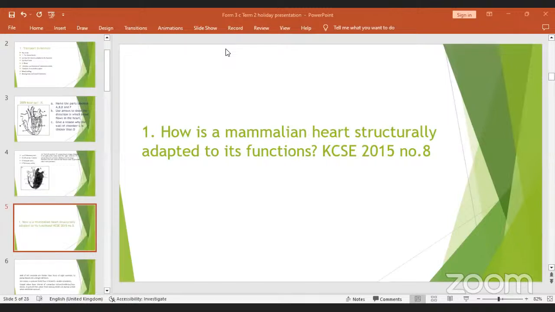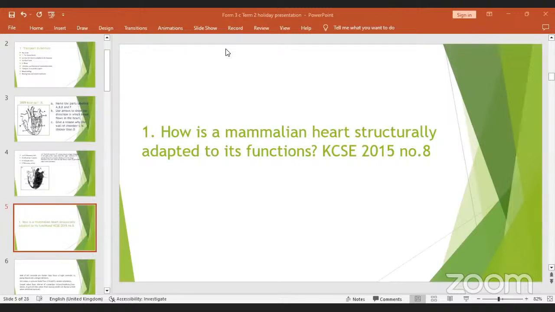Then you can still score when you talk about them having valves. They have valves to prevent the backflow of blood for double circulation, because we have the tricuspid valves and the semilunar valves. They prevent backflow of blood. Or you can say they have the tricuspid valves that prevent backflow of blood to the auricles during contraction, when the ventricles contract, or during the systole. Systole is the contraction phase.